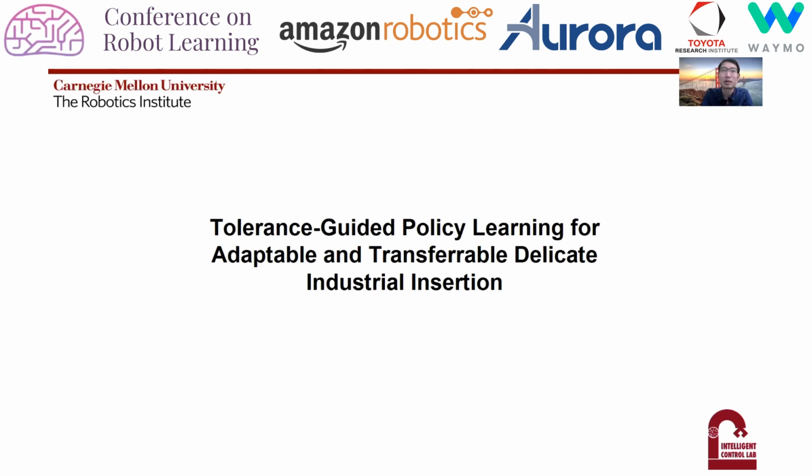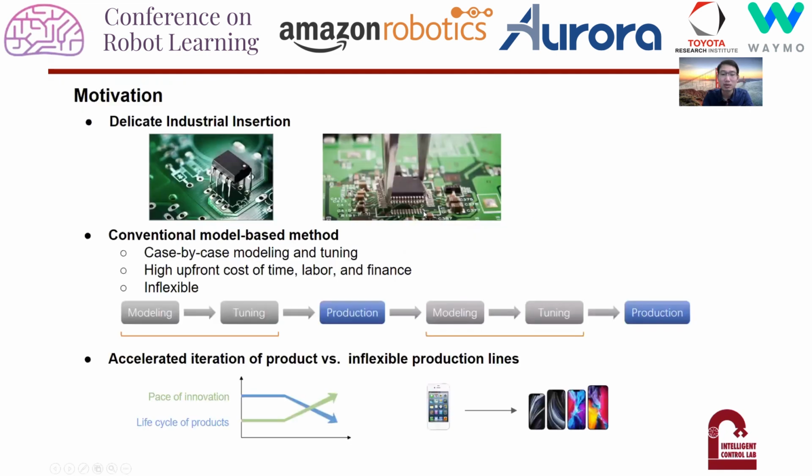Let's talk about our paper, Tolerance-Guided Policy Learning for Adaptable and Transferrable Dedicated Industrial Insertion. Robots have been widely applied in manufacturing, like computer, communication, and consumer electronics, though it still remains challenging for robots to handle dedicated insertions. For example, the assembly of an IC socket on a PCB board.